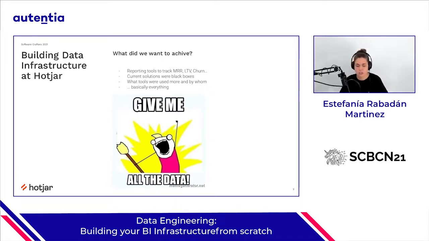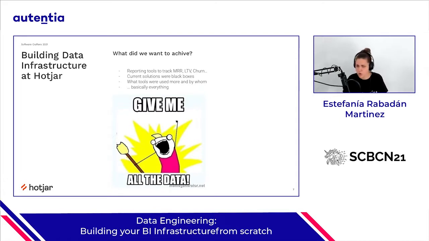They had current solutions at the moment when we joined, but they were like black boxes. They had things that were managing their subscriptions, but it would say your MRR is 3, but you don't know why, you don't know how, you don't know anything about that number, so you can't actually do much with it. And they weren't happy with that.